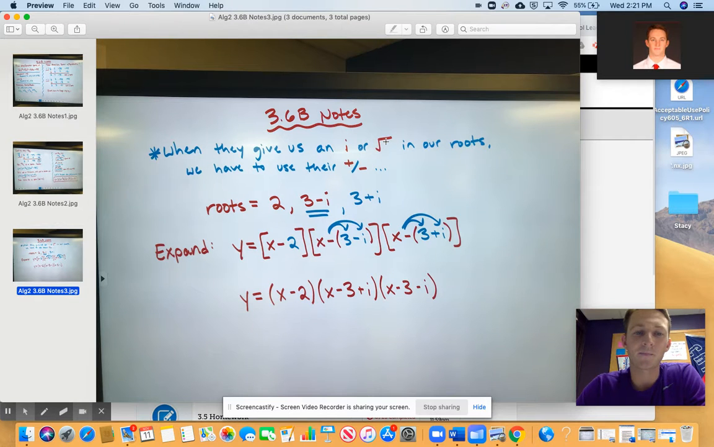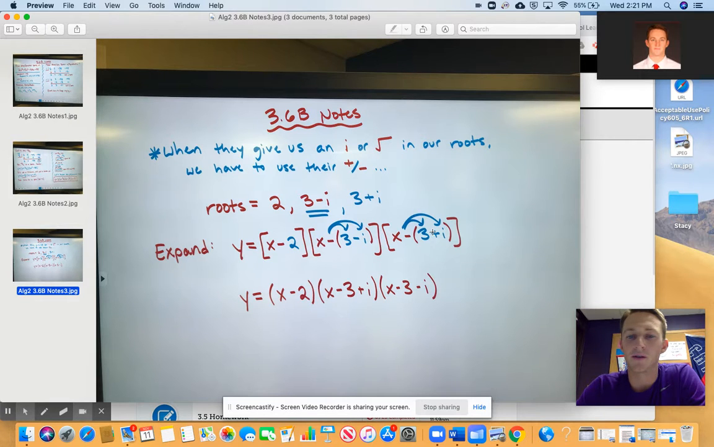And then in order to expand this and write the polynomial, it's going to be y equals parentheses x minus, and then whatever this root is, so x minus 2. And I highlighted all of these in blue because these were our roots. Our second one is going to be parentheses x minus, and then the whole thing, 3 minus i for this one. And then the last one, x minus, and then the whole thing, 3 plus i.